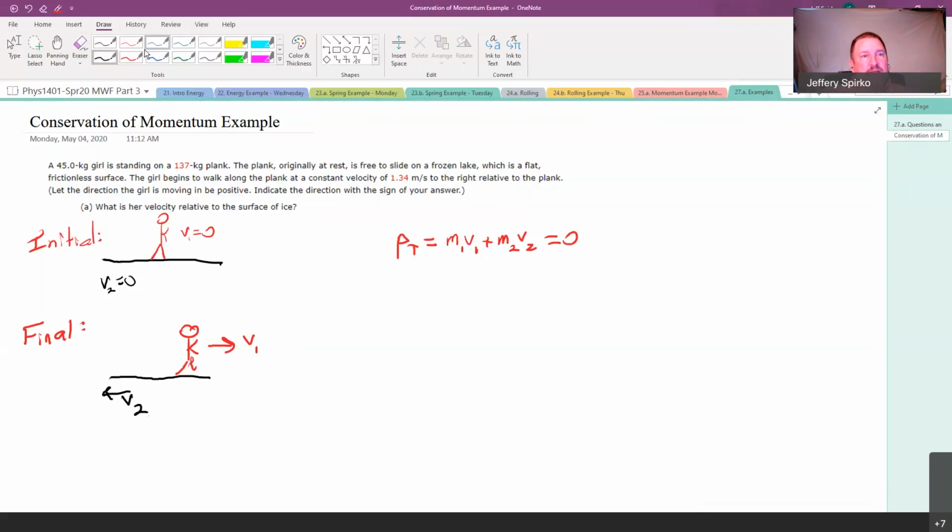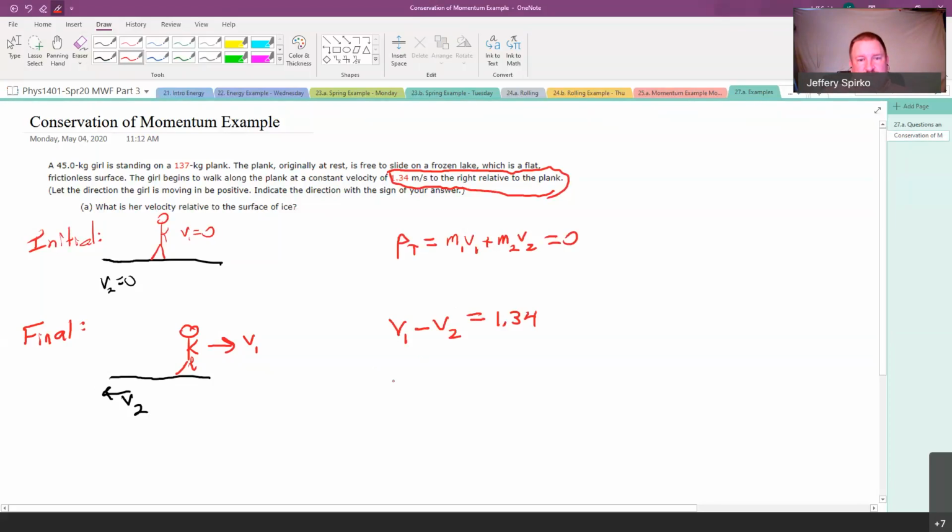What we know is this value right here: 1.34 meters per second relative to the plank. That tells me that v1 minus v2 is equal to 1.34. That's not the velocity of the person. That's not the velocity of the plank. That is the subtraction of the two velocities. But then what else do we know?